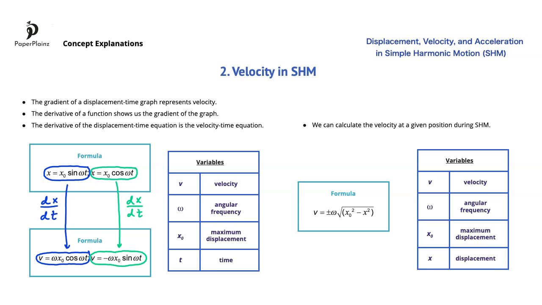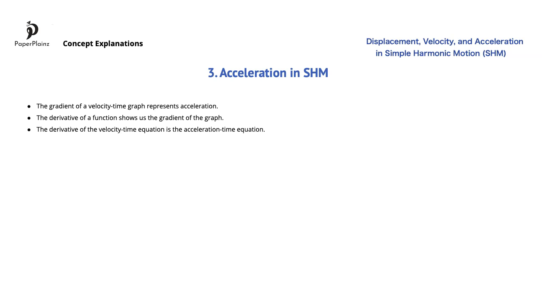Now that we have learned the velocity equations, we are ready to move on to acceleration. A few minutes ago, we saw the relationship between a displacement time and the velocity time graph. Similarly, there is a relationship between the velocity time and the acceleration time graphs. Recall from subtopic 2.1 that the gradient of a velocity time graph represents acceleration. Connecting this with the idea that the derivative of a function shows us the gradient of the graph, we can conclude that the derivative of the velocity time equation is the acceleration time equation.